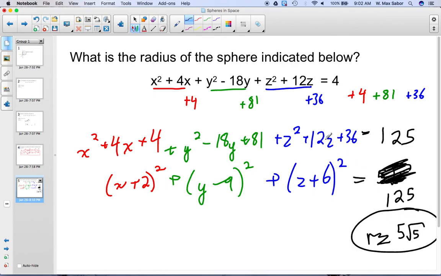So that's the radius. The answer to the question that they did not ask is what is the center of this sphere. Negative 2, comma 9, comma negative 6 would be the center of this sphere. Because we have 3 dimensions, we have to call it a sphere.